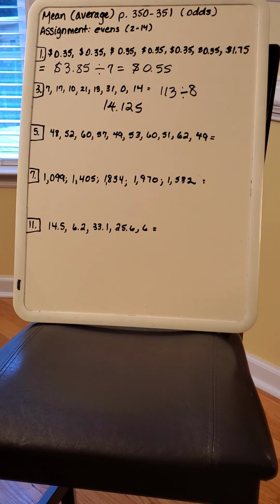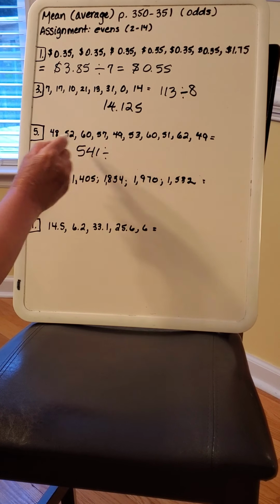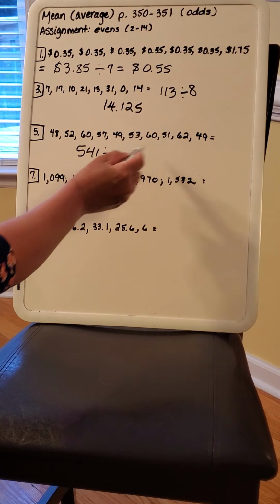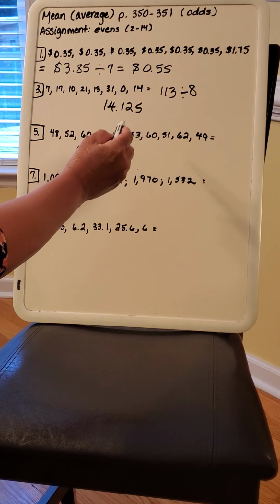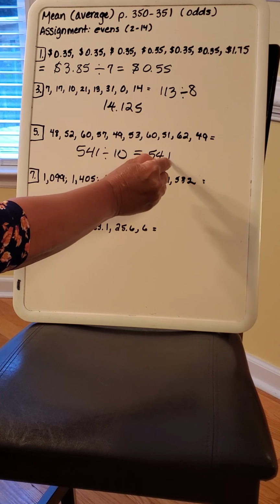Number 5 on page 350, height of students in inches. So we'll total all of those up and we will get 541 inches. 1, 2, 3, 4, 5, 6, 7, 8, 9, 10. There are 10 different values, so 541 divided by 10 is 54.1 inches.